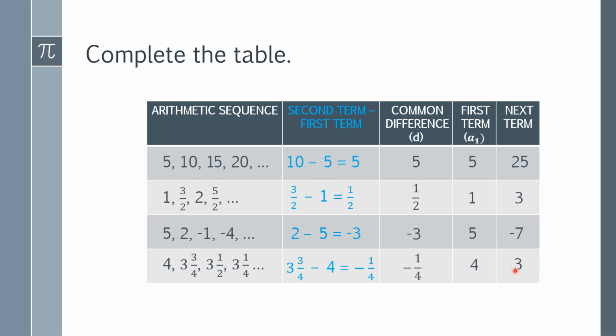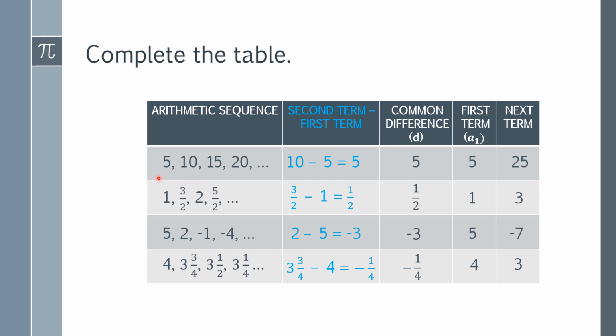Okay, now we need to take note of this. If the list of numbers in the arithmetic sequence is increasing, our common difference will be positive. While if the list of numbers in our arithmetic sequence is decreasing, our common difference is negative. So let's have number 1.